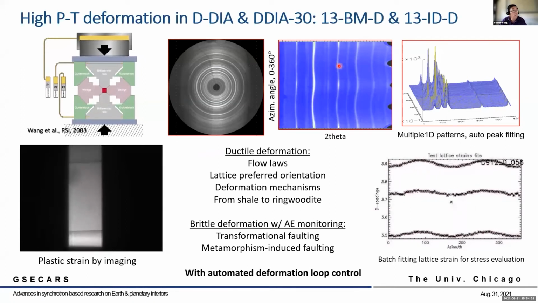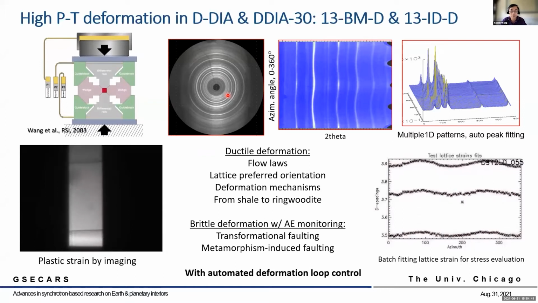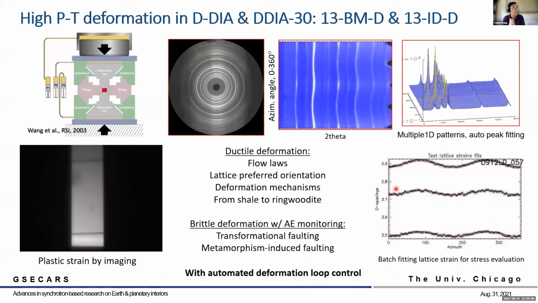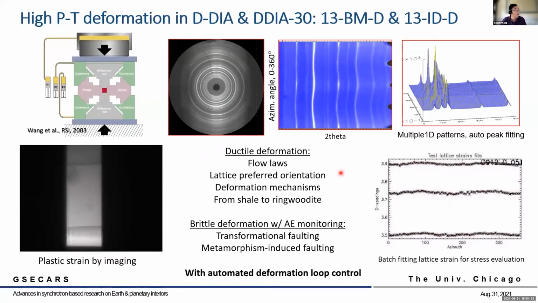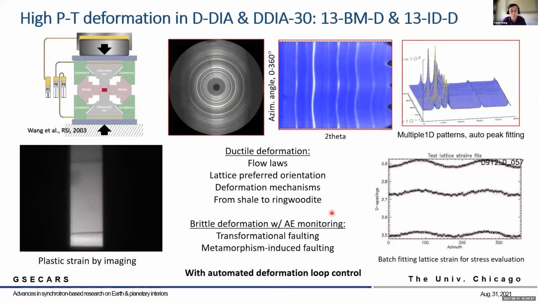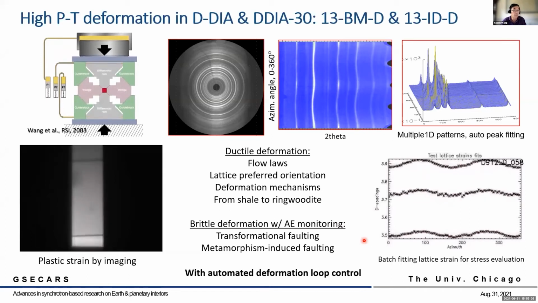Monochromatic diffraction provides full Debye rings, as indicated in this image here, for accurate stress measurements. These can be decomposed, and then we analyze the individual diffraction lines at very small 2 theta ranges. The devices are used for study both in the plastic regime for flow laws and also for brittle deformation to understand earthquake physics.